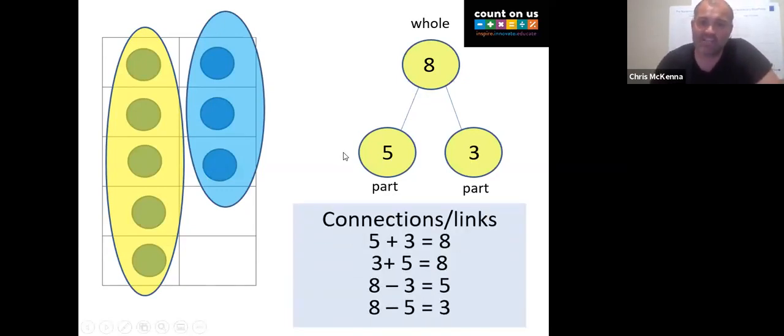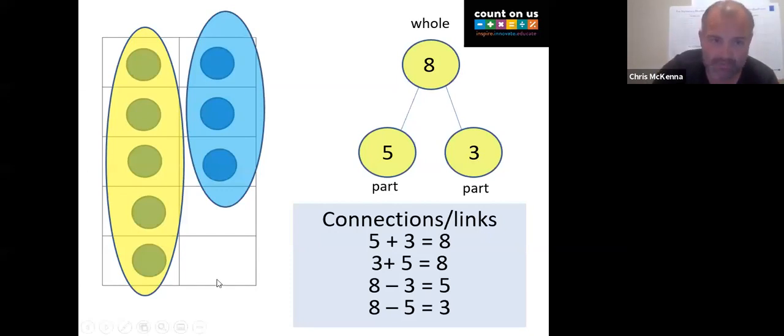And we can see there are connections and links that we can make. We can say, well, 5 plus 3 equals 8, 3 plus 5 equals 8, 8 take away 3 equals 5, 8 take away 5 equals 3. So lots of connections we can make with that one picture. I wouldn't necessarily introduce these connections written down like that straight away. I would do lots of practice with the visuals, and you can obviously be doing this visually, but you can use a lot of concrete materials, which are hands-on objects. So whether you've got counters or objects in the house or classroom that you can use to demonstrate this.